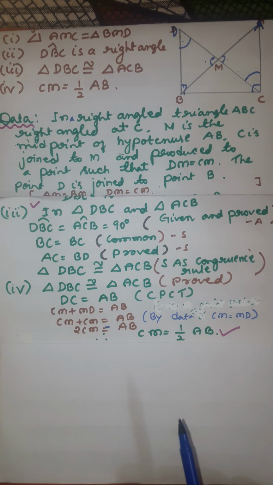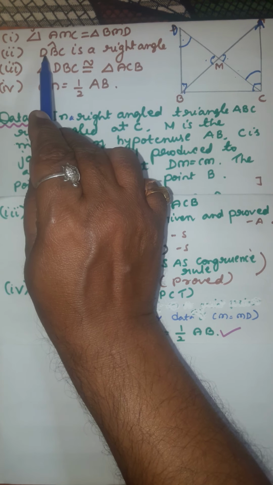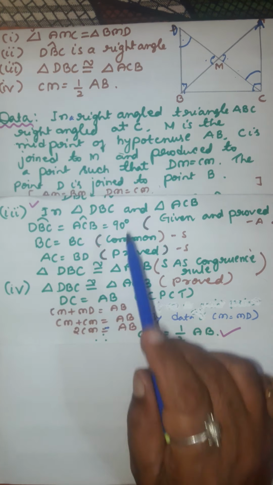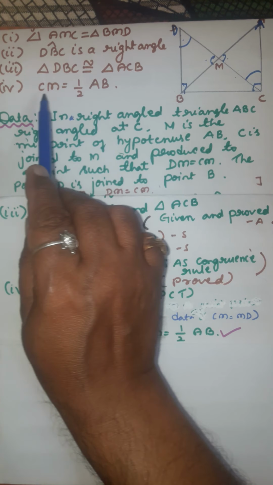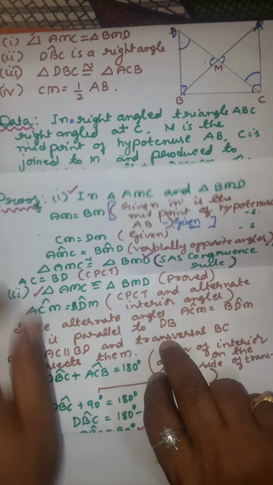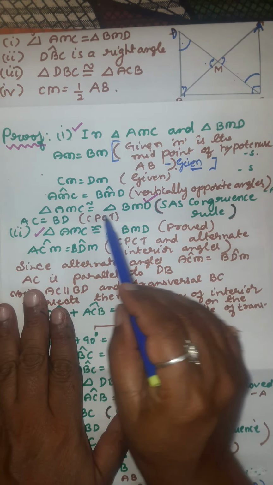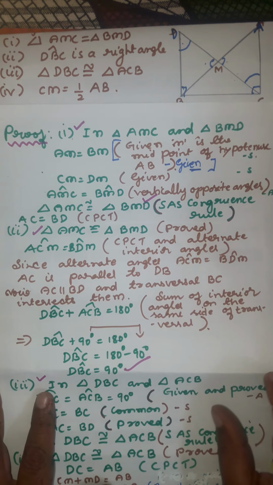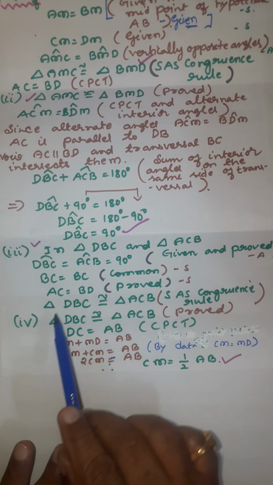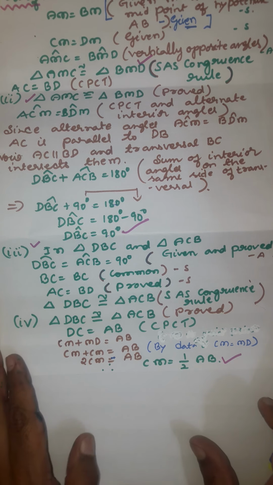So dear children, we have proved triangle AMC is congruent to triangle BMD, angle DBC is a right angle, equal to 90 degrees, triangle DBC is congruent to triangle ACB, and line segment CM is equal to half of AB. So you can see the first part, triangle AMC is equal to triangle BMD, proved. Then second part, angle DBC is equal to 90 degrees. Then the third part, triangle DBC is congruent to triangle ACB. And the last part, CM is equal to half of AB.